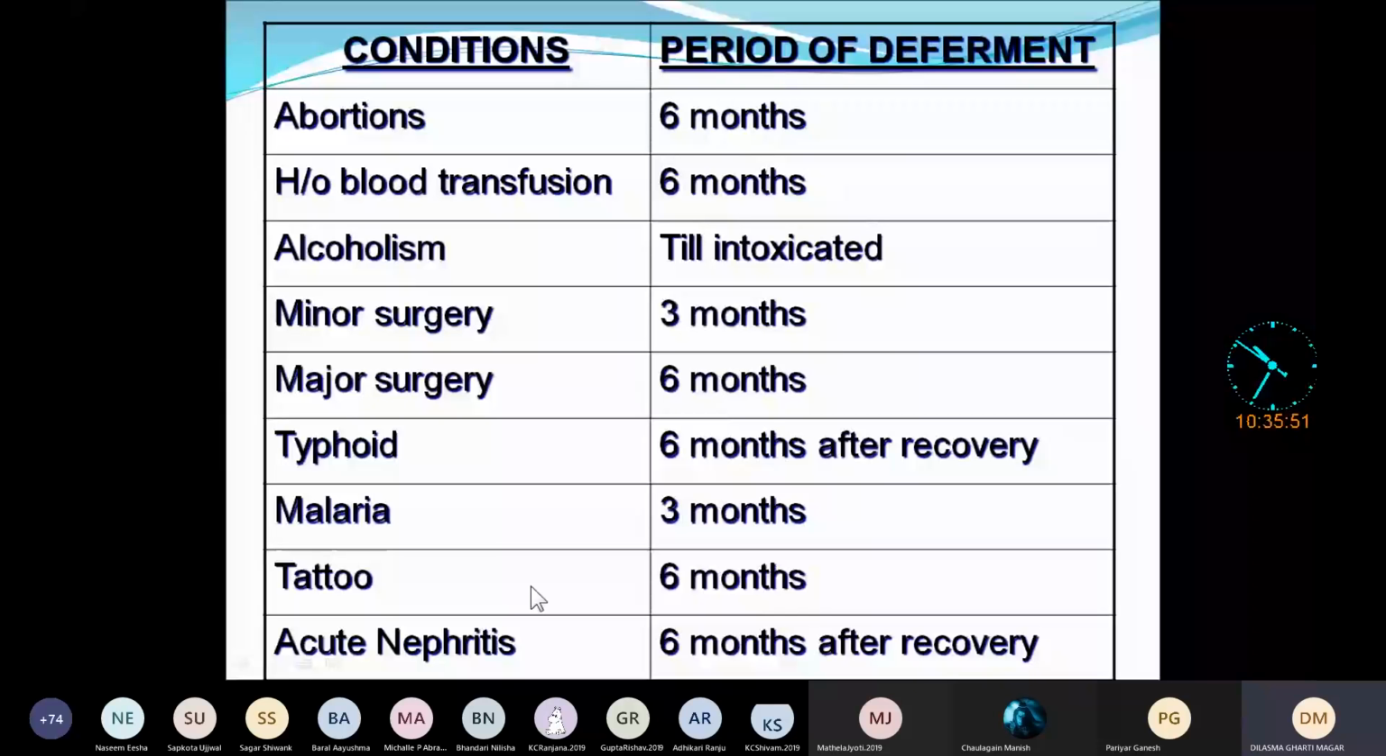Then a tattoo can be done locally also, isn't it? So suppose when you go to the sea beaches and all, at that time there can be a tattoo also. So that's why we don't take the blood for 6 months. Clear? Yes, ma'am. Okay.